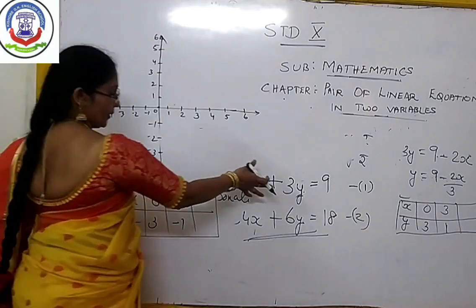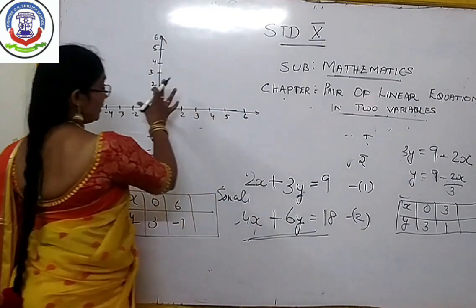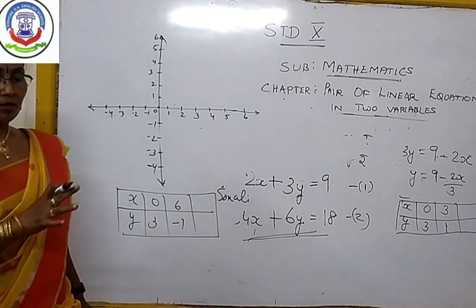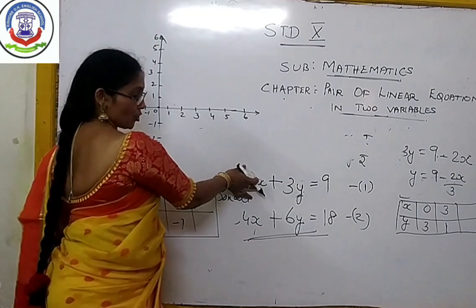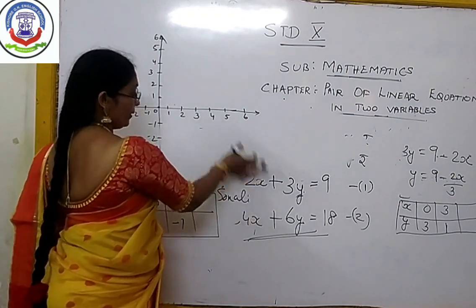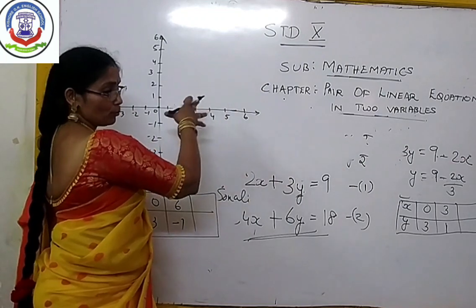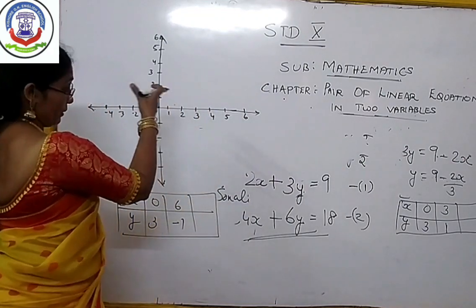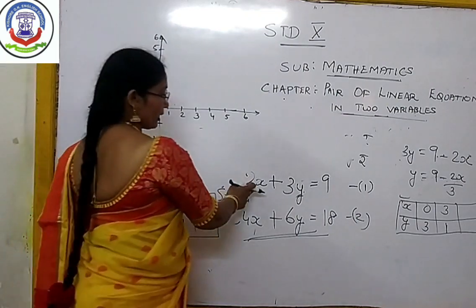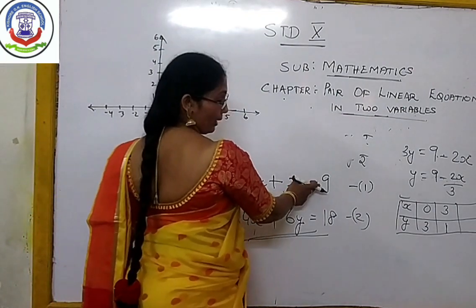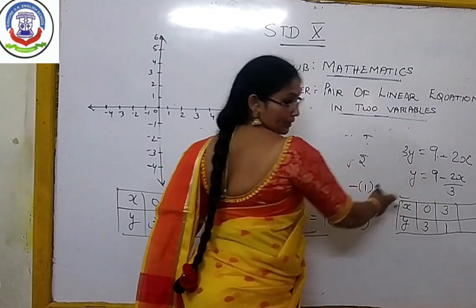How can you represent these two equations graphically, that means geometrically? Both the questions are there. That means you have to explain algebraically, and at the same time mark it on a coordinate plane also. Let us take the first equation, that means 2x plus 3y is equal to 9. You have got enough coordinates over here.